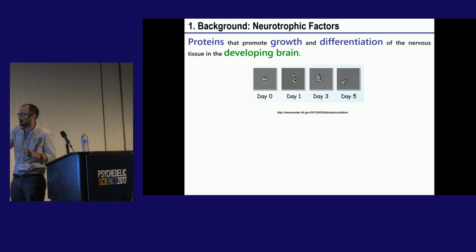Here is an experiment, actually. This is not happening in an organism. But if you take these cells, it doesn't matter which cells they are, and you add neurotrophic factors, you can see in the time course that the cells start developing these projections that are going to be the dendrites and the axons of the cells. These proteins were first discovered mediating the growth and the differentiation of the neuron tissue. So they are important for that.